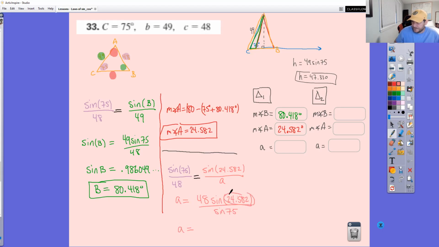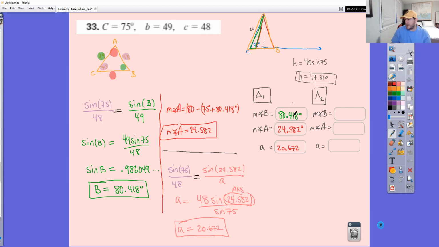Remember that this stuff here is sitting in your calculator, so use the second answer feature to be nice and accurate. So 48 sine second answer, enter, divided by sine 75. 20.672. All right, that shouldn't have been bad.